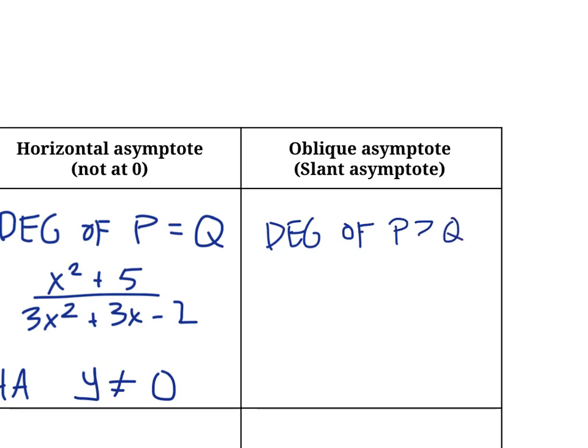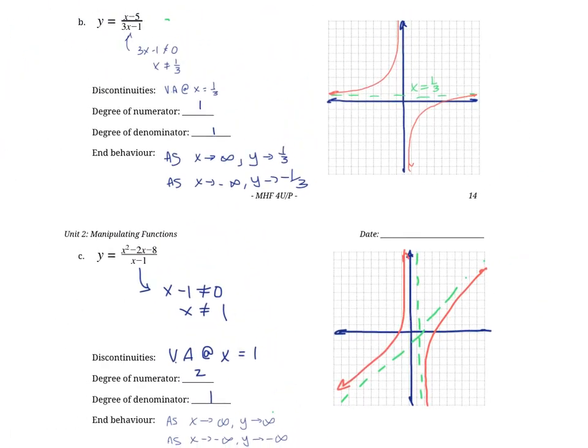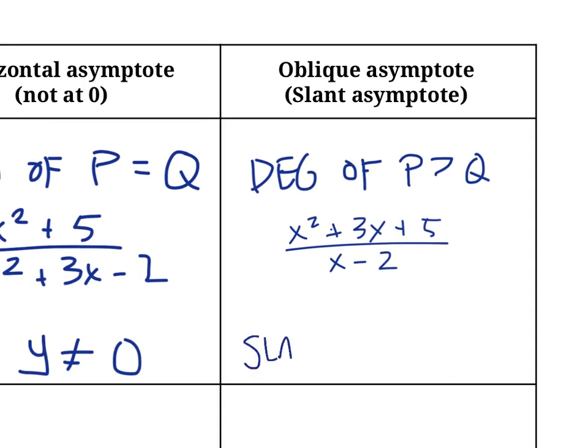So what it's basically doing is that horizontal asymptote that we saw when the degrees were even is getting pulled and stretched and rotated sort of by that top function being more powerful. So that top function sort of pulls that horizontal asymptote to be on an angle. And that's essentially what happens. So an example of this would be x squared plus 3x plus 5 over x minus 2, right? We have a degree 2 over a degree 1. In this case, we have a slant asymptote.